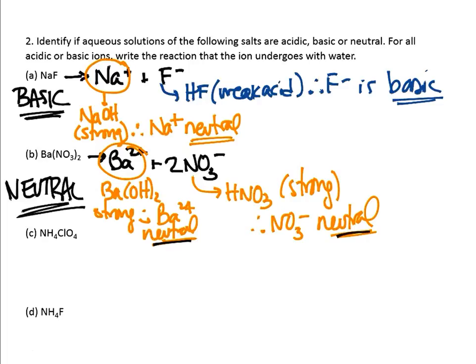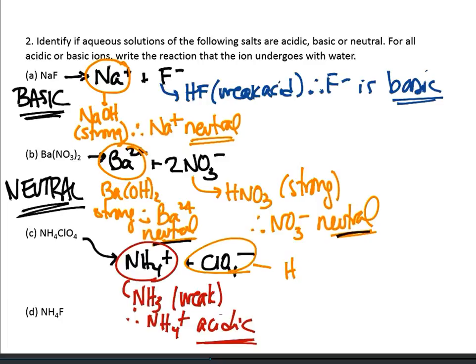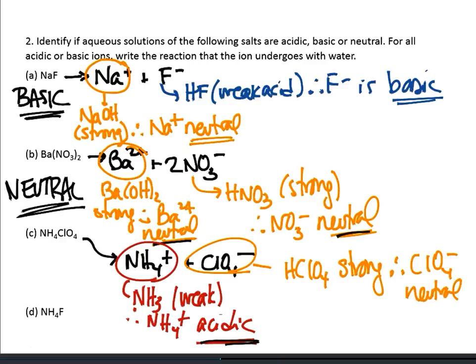Next, ammonium perchlorate. Ammonium is the conjugate acid of ammonia. Ammonia is a weak base with a Kb. Therefore, ammonium is acidic. Perchlorate is the conjugate base of perchloric acid, which is strong. Therefore, perchlorate ion is completely neutral. It has no tendency to want to combine with H+. Acidic cation and a neutral anion means an acidic salt.